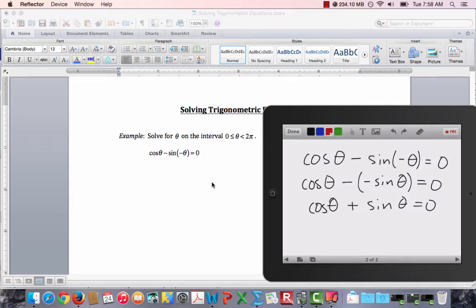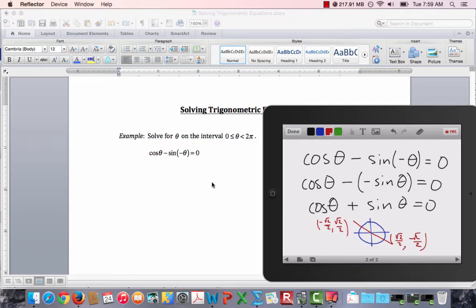So one way we can proceed is to just think about this on the unit circle, to say if I'm going to have a cosine and a sine that add together to be 0, that's going to occur when the cosine and the sine are the same value except for opposite in sign. So the angles where the cosine is negative radical 2 over 2 and the sine is positive radical 2 over 2, and vice versa, where I have the cosine positive radical 2 over 2 and the sine negative radical 2 over 2, these two angles will have the cosine and the sine adding together to give me 0.